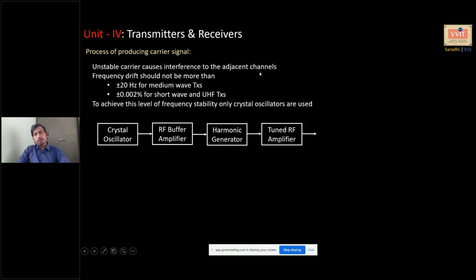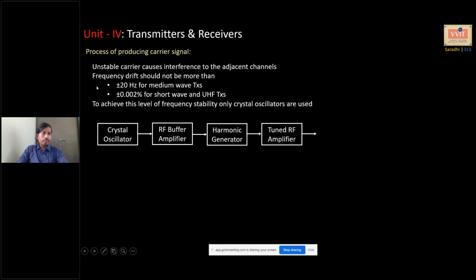Because of frequency division multiplexing, a number of message signals can be simultaneously transmitted via the same channel. So there are many message signals simultaneously available in space, and the receiver antenna is looking at all of them. So if your carrier frequency is not stable, the receiver will be tuned to some other channel instead of the channel that you intended to tune.